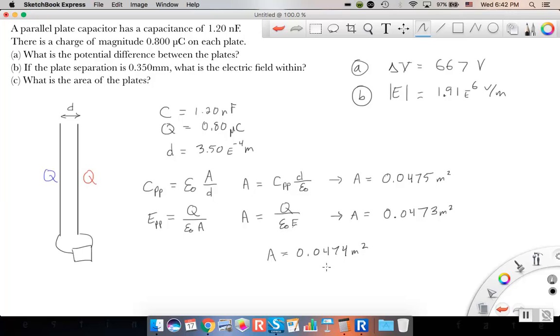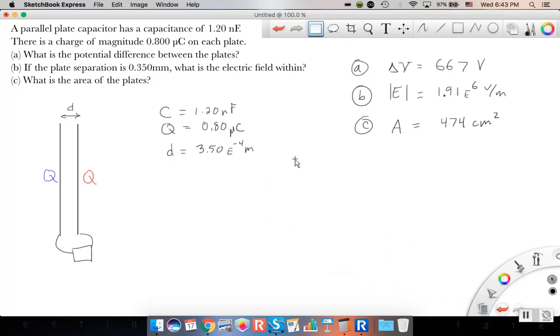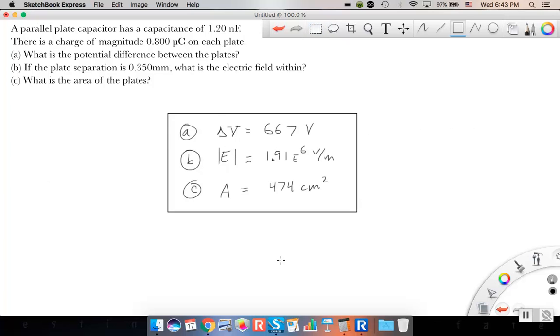Remember that there are 100 centimeters in a meter, but there are 10,000 square centimeters in a square meter, right? So we have to convert twice, one for each of these units. So part C would then give us that the area is about 474 square centimeters. Okay, so I'm going to wrap this up. There's our answers. If you got something else, then go back, take a look at the video.